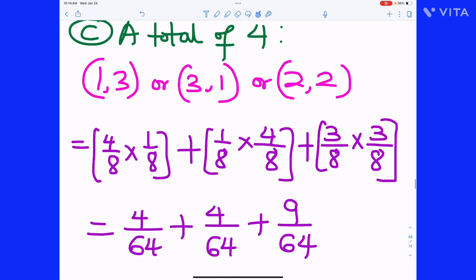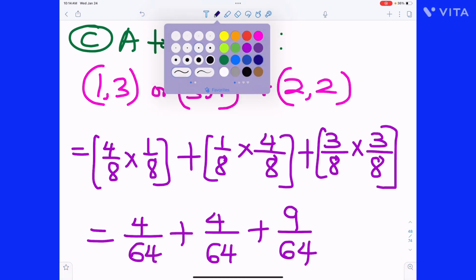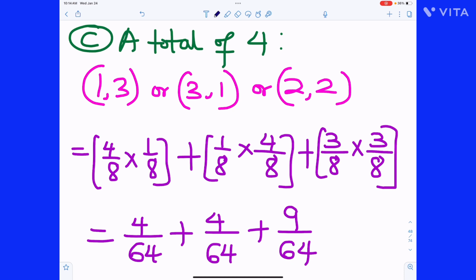Okay, let us see. Find the probability of scoring a total of 4 if the ball is dropped twice. Now, there are many ways of scoring a total of 4. Look at it very well. You can score a total of 4 by scoring 1 first time and 3 second time, or by scoring 3 first time and 1 second time, or by scoring 2 first time and 2 second time.